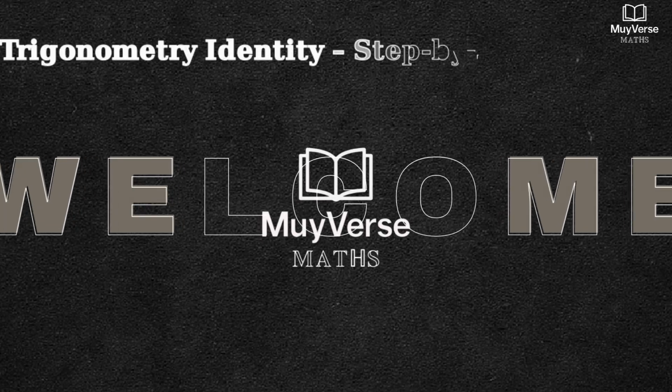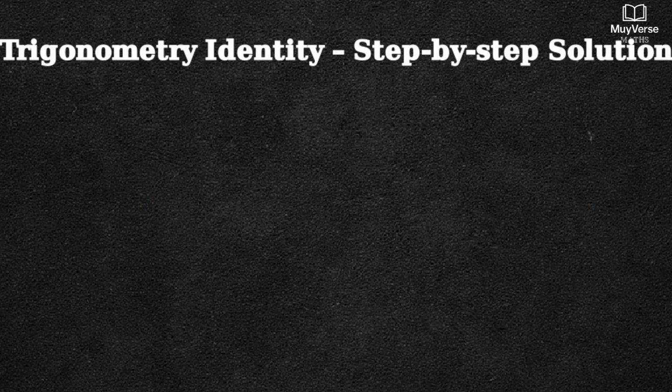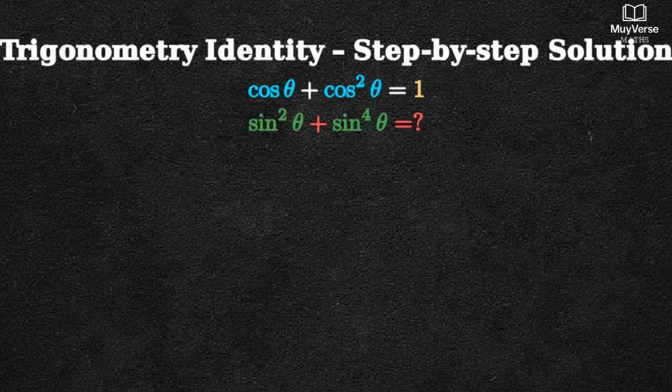Here is the question, and we will solve it step by step with a quick and intuitive approach. Given cosine theta plus cosine squared theta equals 1, we want the value of sine squared theta plus sine to the fourth theta.